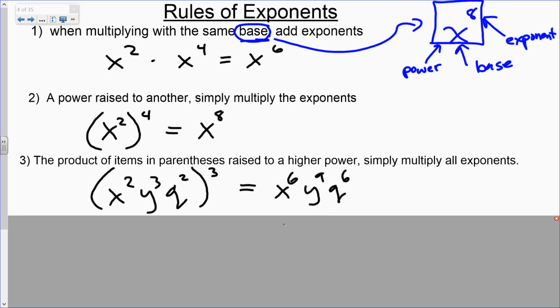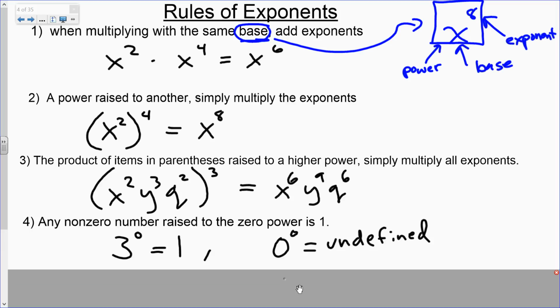All right, rule number 4. Any non-zero number raised to the 0 power is 1. Any non-zero number. That's kind of a strange phrase. How many non-zero numbers are there? Infinite, huh? So any number that's not 0 raised to the 0 power is going to be 1.